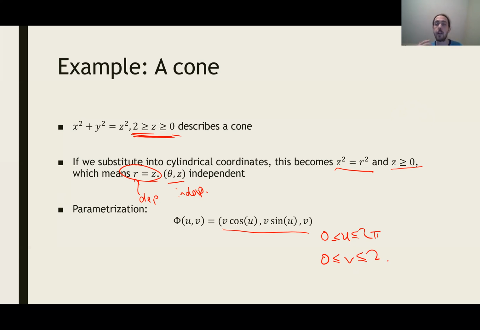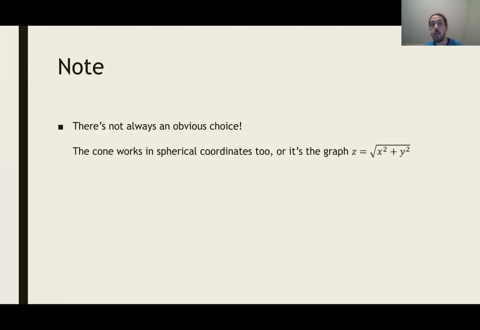So that's an example of parameterizing a cone using cylindrical coordinates. We could also have done it the regular way. We could also have done it using spherical coordinates. All those would be perfectly valid ways to find a parameterization, but this is one that happens to work, and the resulting formulas are not too bad.